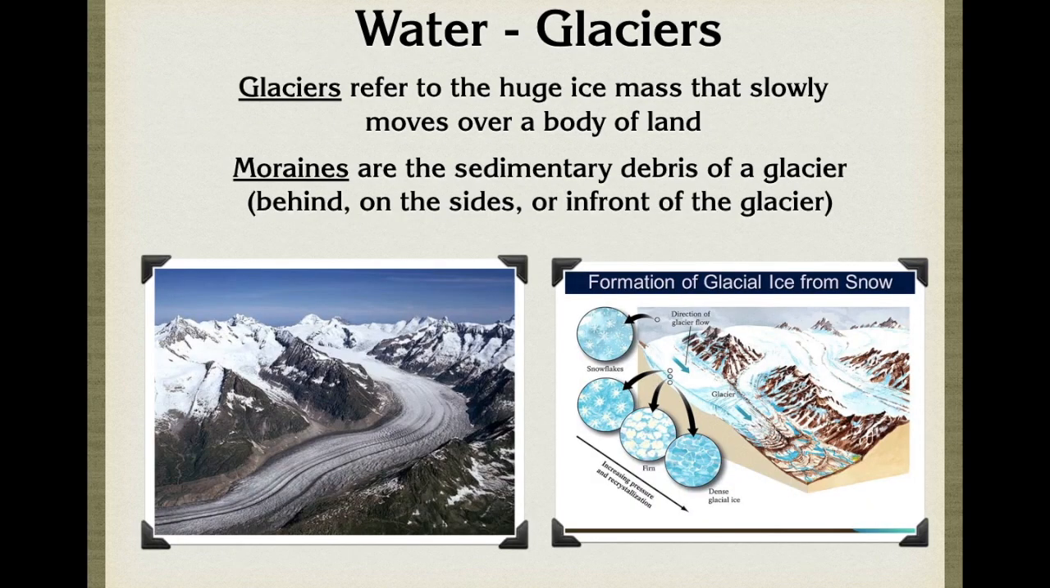Now, water isn't always in liquid form, right? So we also have solid form, ice. Well, a great example of that would be a glacier. So as a glacier moves through, it's going to be picking up a lot of sediments and dropping off a lot of sediments. Now, the sediments that are left behind, this debris of a glacier, this is called a moraine. This can be on the backside, front side, or actual side.